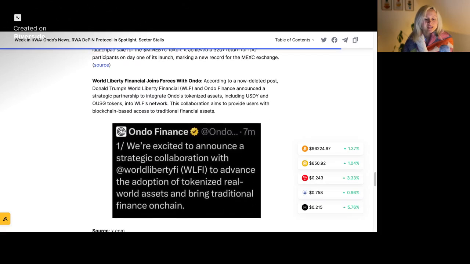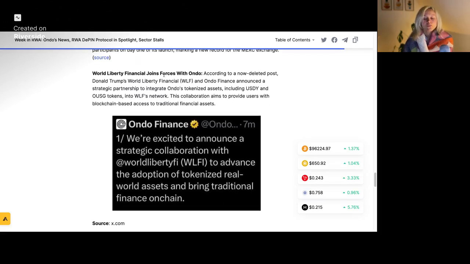World Liberty Financial joined forces with Ondo. According to a now deleted post, Donald Trump, World Liberty Financial (WLF) and Ondo Finance announced a strategic partnership to integrate Ondo's tokenized assets, including USDY and OUSG tokens, into WLF's network. This collaboration aims to provide users with blockchain-based access to digital finance assets.